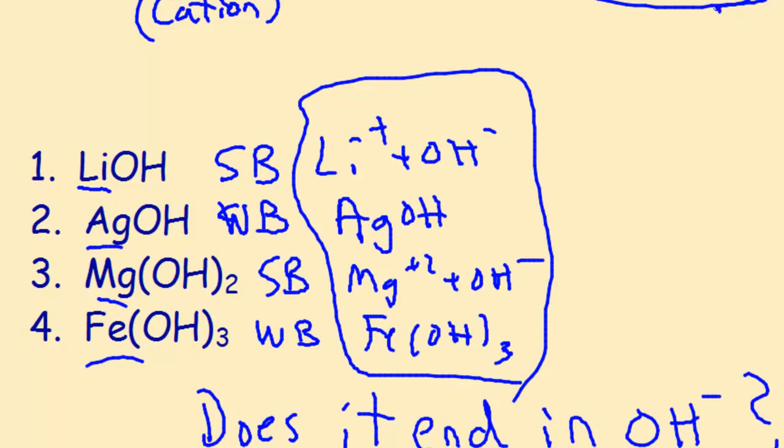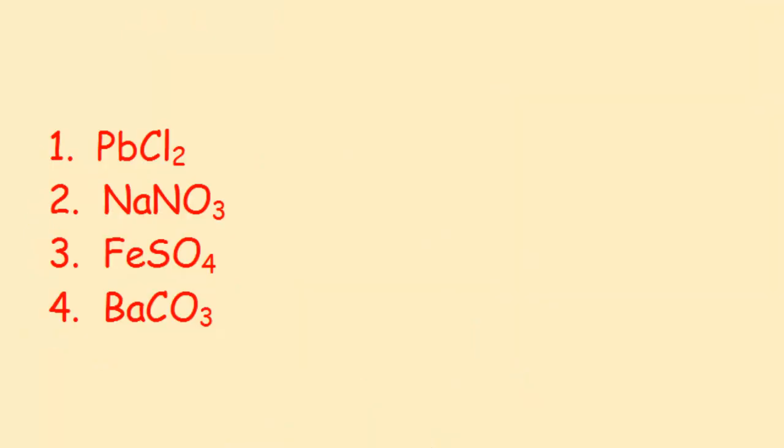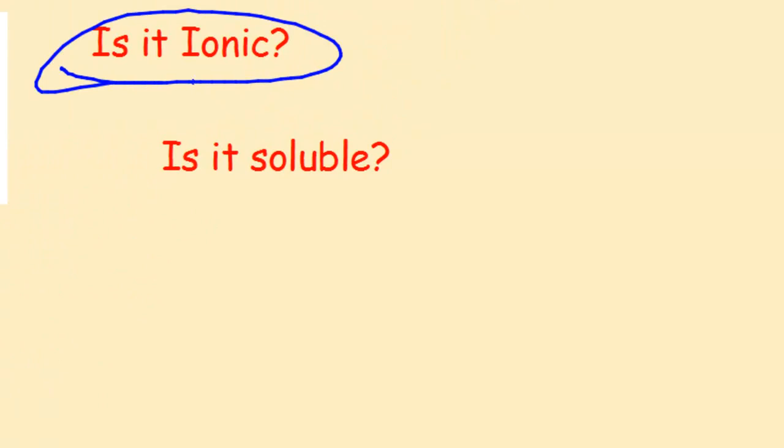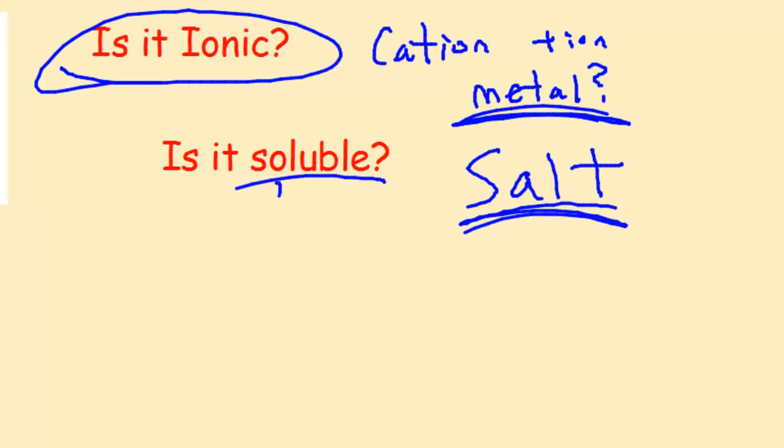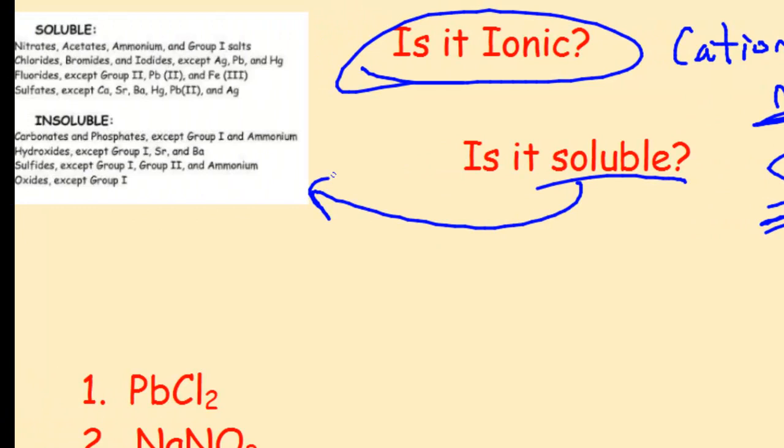All right, so does it start with a hydrogen ion? Does it end in a hydroxide? If those two questions are no and no, the next question is, is it ionic? The way you'd identify it is, once again, by the cation, the positive ion. Is it a metal? If it's a metal, that makes it an ionic substance, which by definition makes it a salt. So then we go to the solubility rules. Is it a soluble salt or is it an insoluble salt? If it is a soluble salt, like I talked about in the beginning, it dissociates. If it is an insoluble salt, it does not.